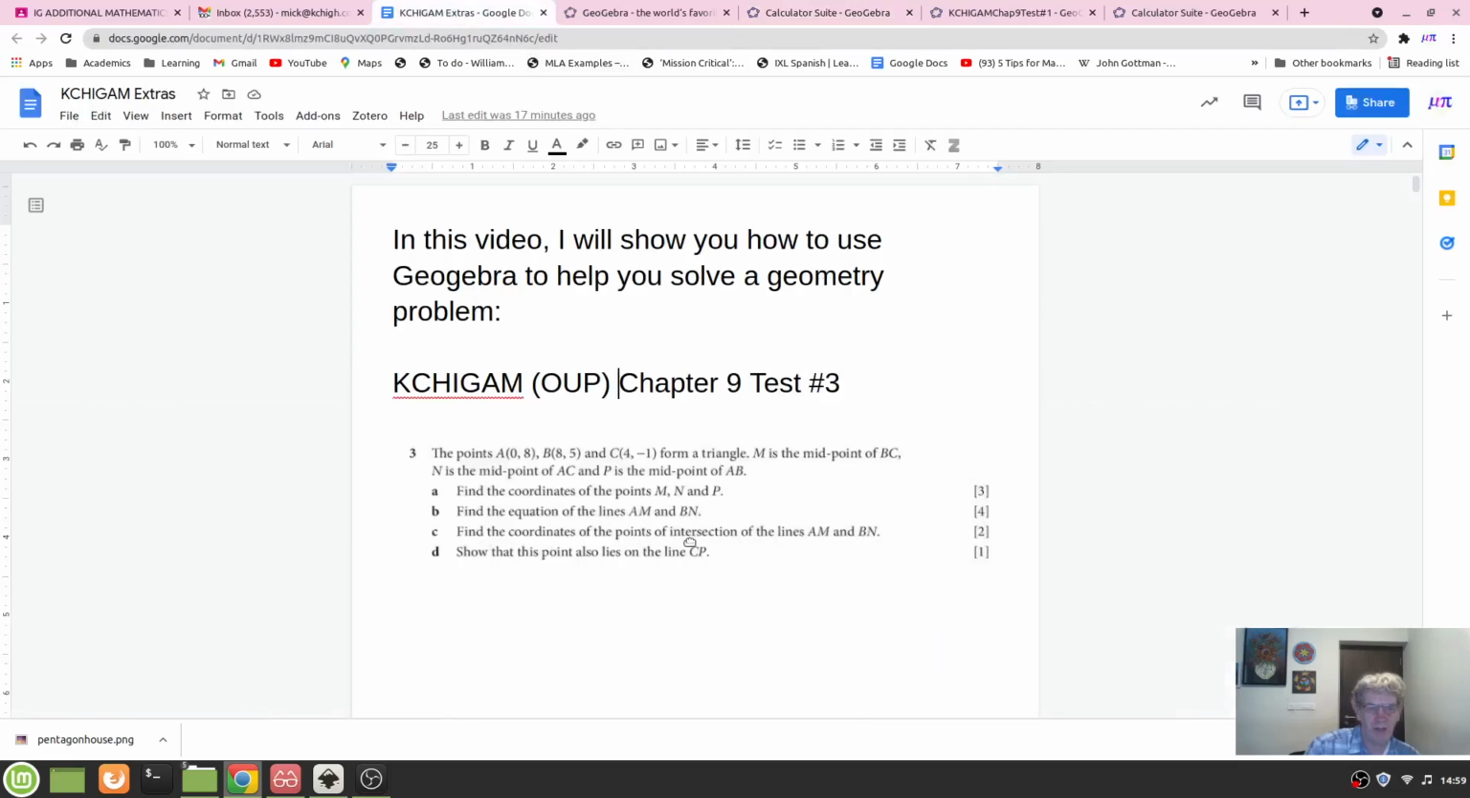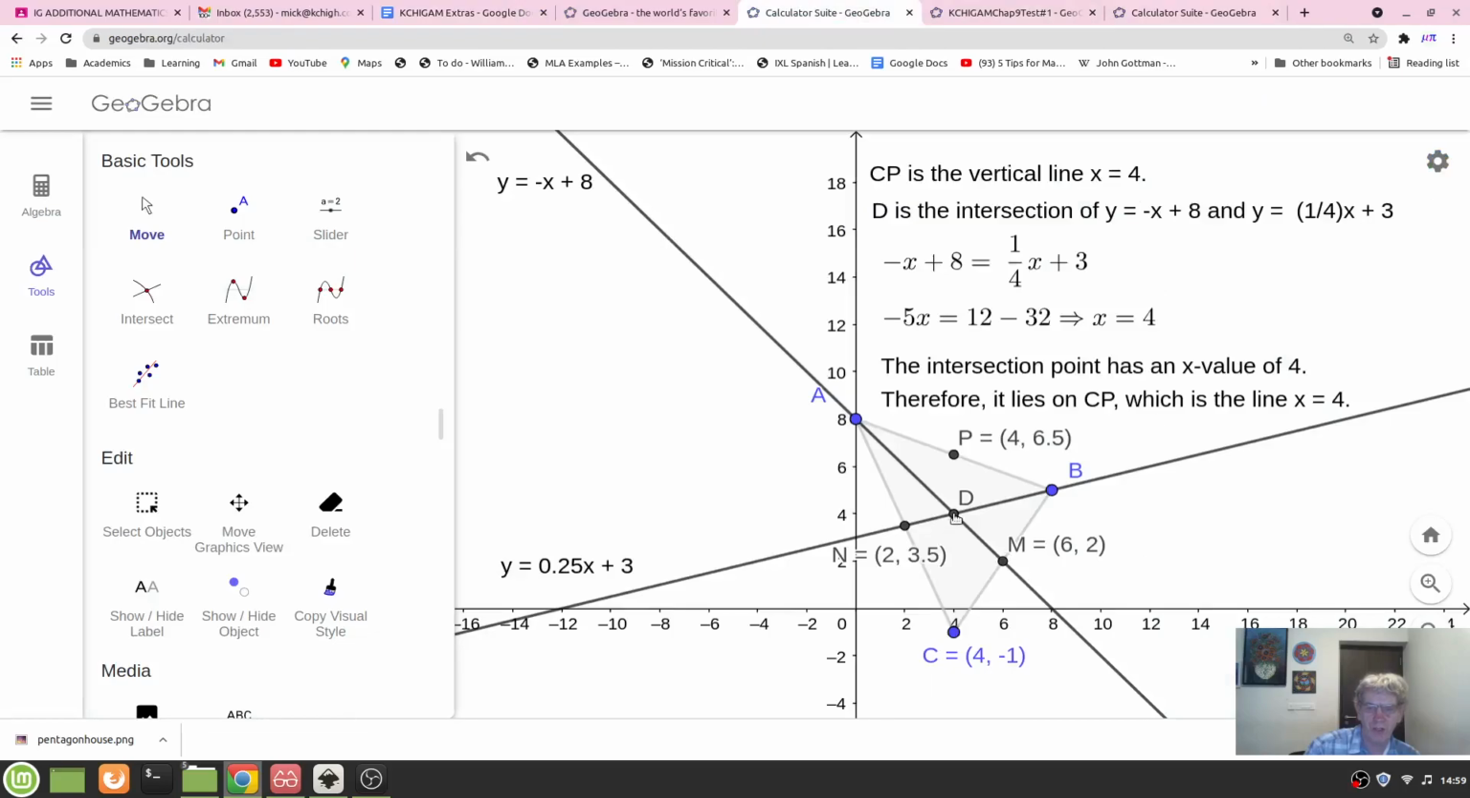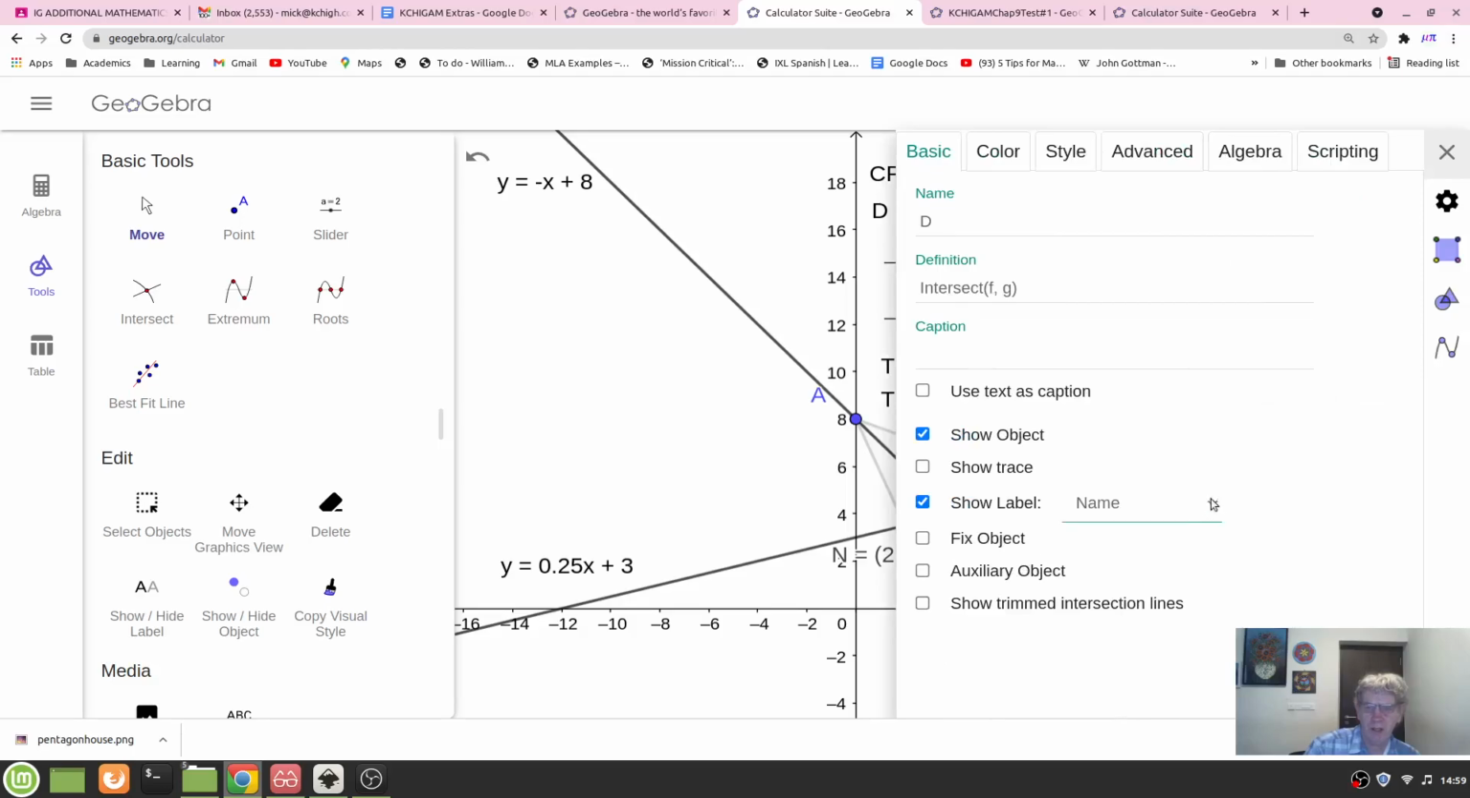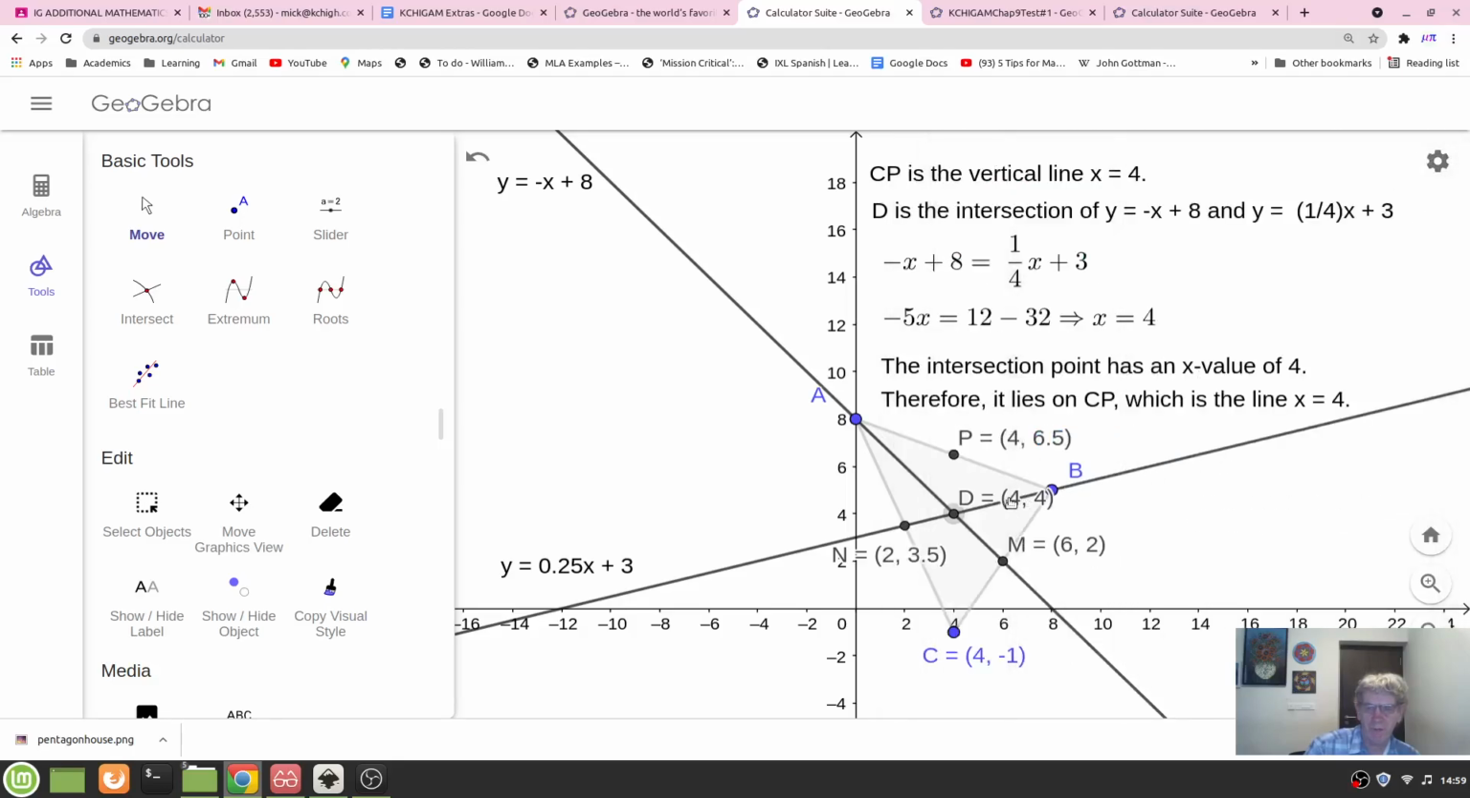Have I found the coordinates of the point of intersection, D? I should actually just show the value there as well, name and value. And there they are. (4, 4) is the intersection point. That's good enough. And have I shown that D lies on CP?